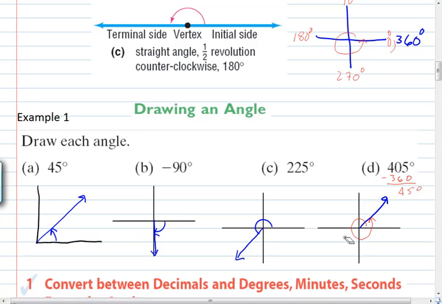Because the first revolution here is at 360 when we stop right here. That's one revolution, so we can take it off. And then we add 45 degrees to that, and that means that this is going to be coterminal to this angle right here that measures 45 degrees.